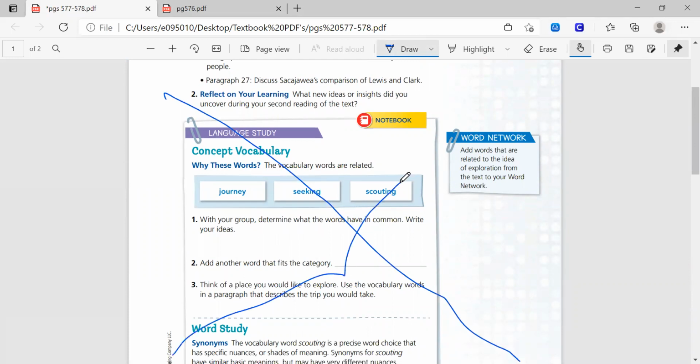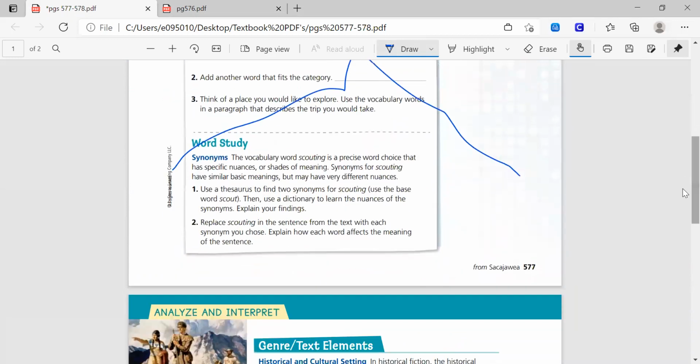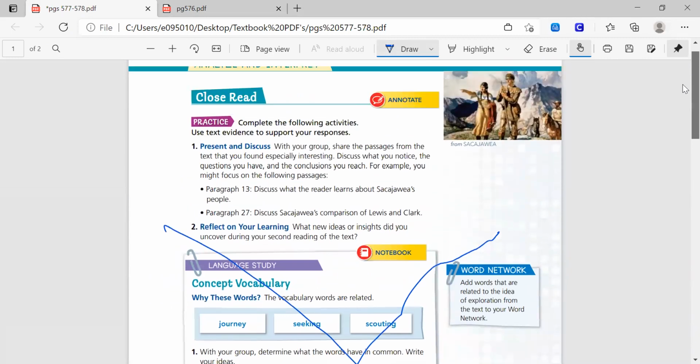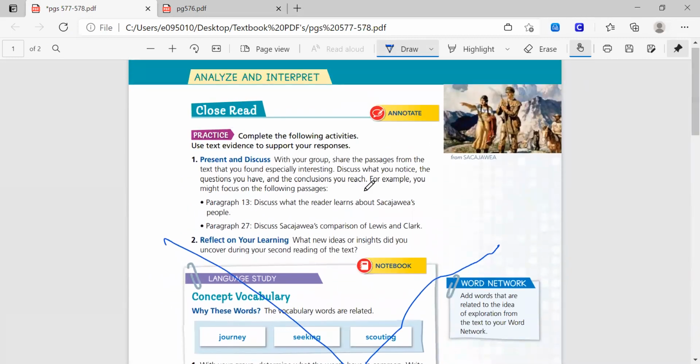This word study, concept vocabulary, we are not doing. So I'm going to cross that out for you and make sure that we know we are not doing this part. Sorry, those are bad X's, guys. So we're going to scroll right back up here and draw some lines through that. We're going to look at the first question.